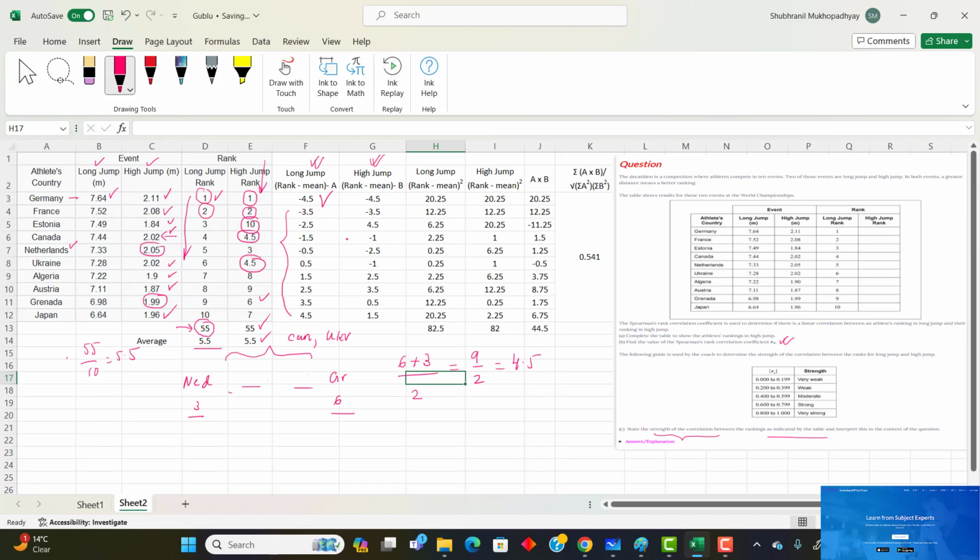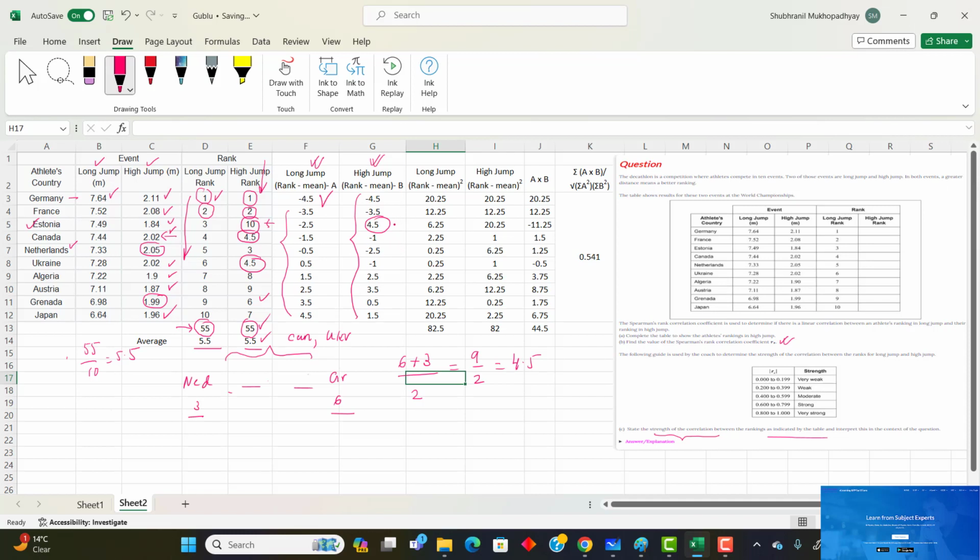We did the same thing for the high jump category as well. We took out the deviation from the mean. I'll give you another example for this. Let's say we are choosing Estonia. The high jump rank for Estonia was 10 and the mean was 5.5. So the deviation is 4.5. We have found out the deviation of all the ranks in the high jump category by using this formula.